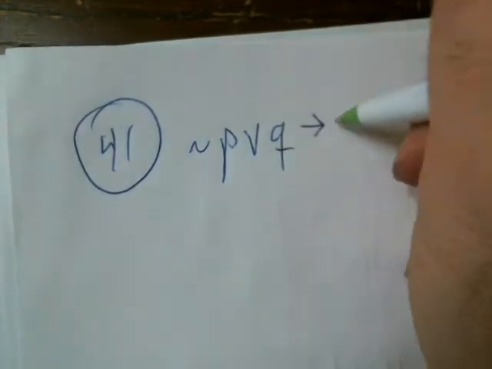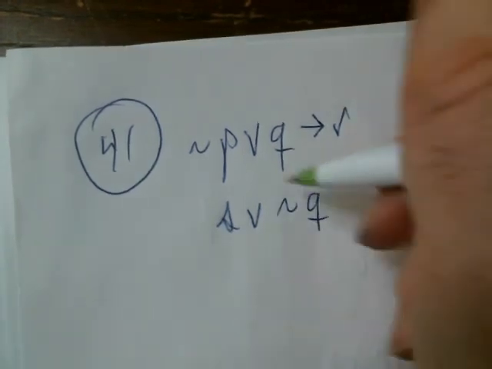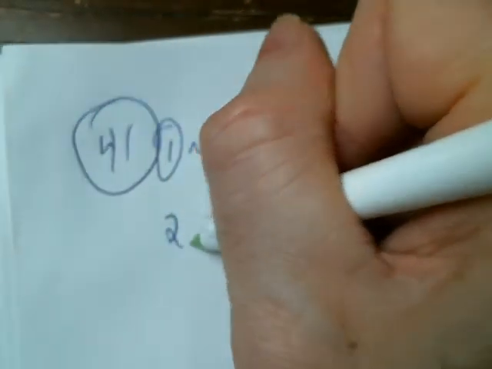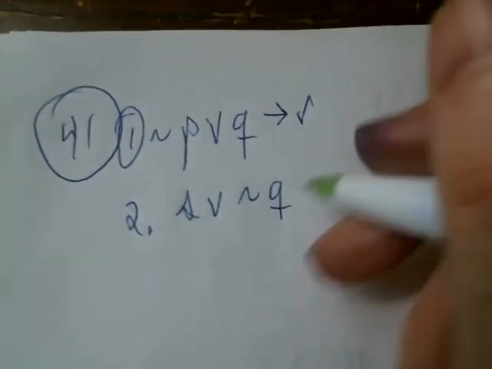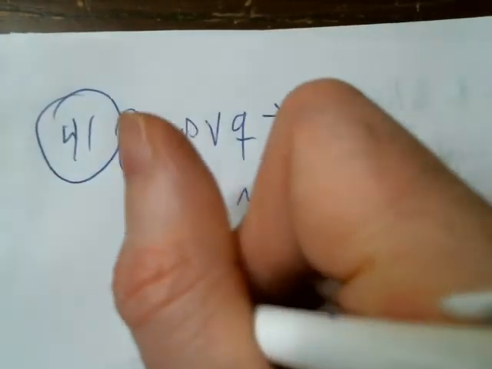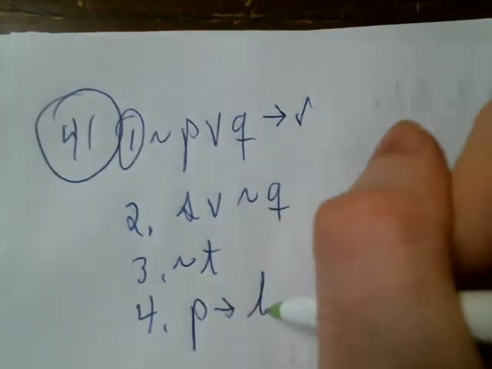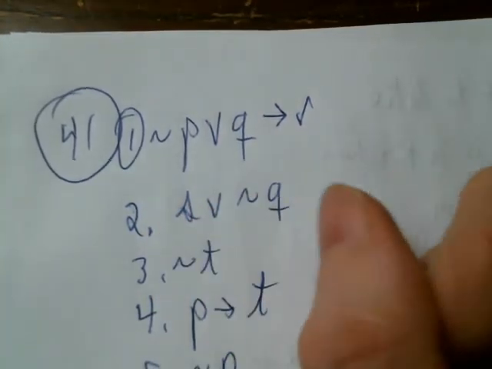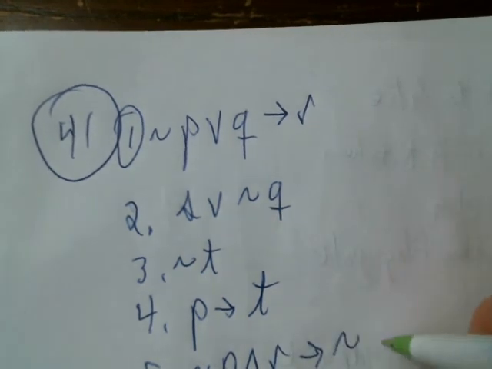Let's look at 41. Okay, so they're going to give you a set of premises, and then you need to use valid arguments, like we just did in the previous problem, in order to make a conclusion. So we have: 1, not P or Q implies R. 2, S or not Q. I like to number my statements. 3, not T. 4, if P, then T. 5, not P and R implies not S.